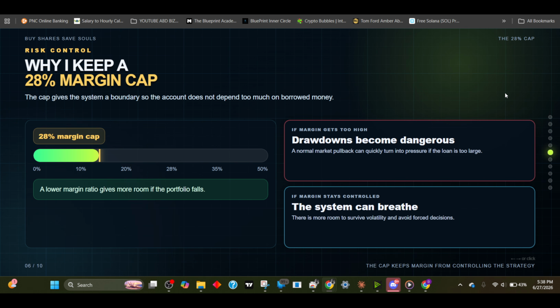So if the market does dip, my portfolio can absorb that downturn because I have that put inside my portfolio. If margin gets too high, drawdowns become dangerous, or a normal market pullback can quickly turn into pressure if the loan is too large. But if margin stays controlled, the system can breathe. There's more room to survive volatility and avoid forced, pressured, stressed decisions. And we don't want to run any system stress.